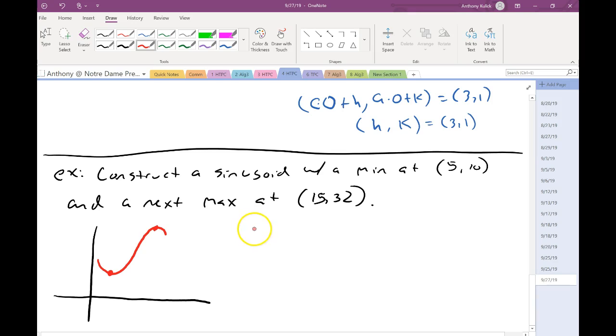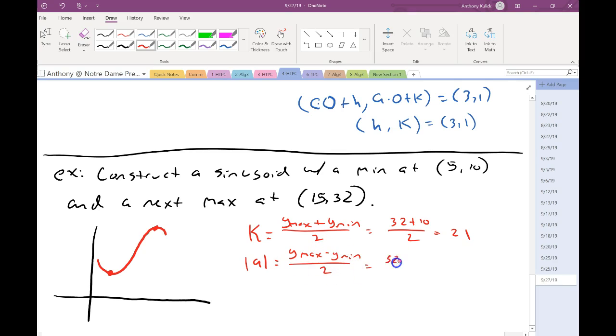Okay. Well, it's easy still to find k, because k is just y max plus y min divided by 2. So that's going to be 21. And the absolute value of A is still easy to find. That's y max minus y min over 2. So that's 11.